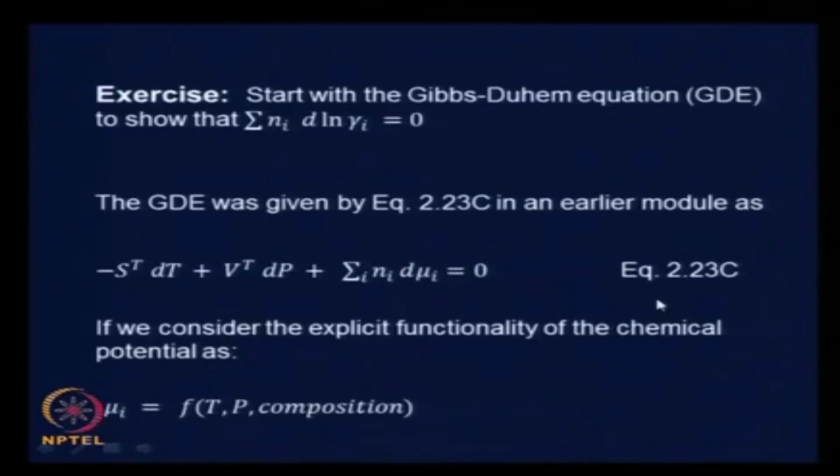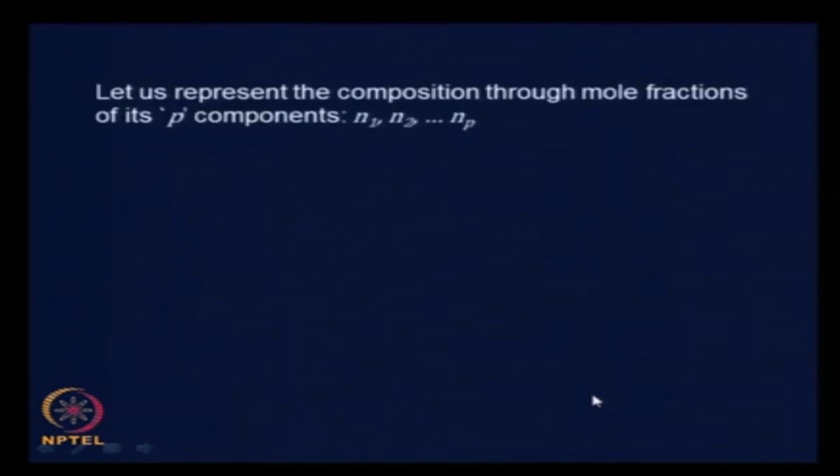Okay, hopefully you would have gotten to some stage, you would have started out with this and substituted it into equation 2.23: minus S_t dT plus V_t dP plus sum over N_i d mu_i equals 0. If you need some more help, I will present a few more steps and then give you some time to work things out in a directed fashion.